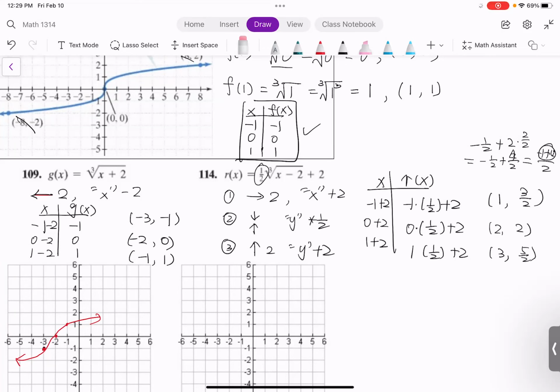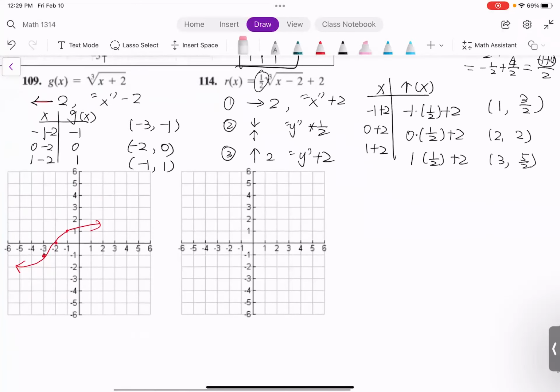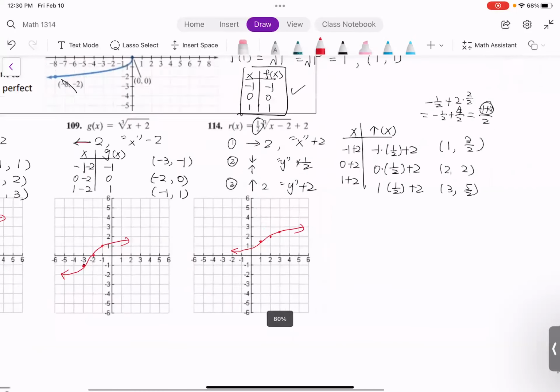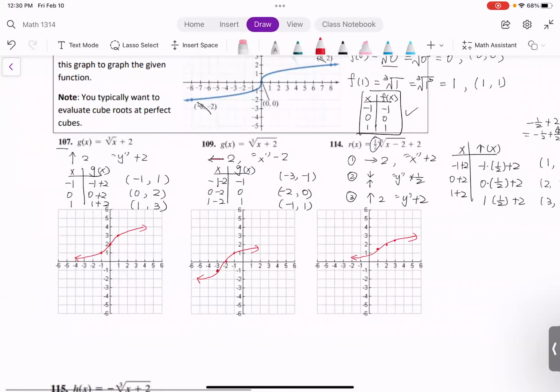Okay, let's see. We have 3 key points. Plot them on the graph. (1, 3/2). 3/2 is 1.5. It's about here. (2, 2). (3, 5/2). 5 over 2, that's 2.5. So must have a point here. Then use the same shape. Connect them. We are having this graph. Okay, let's see the next example.